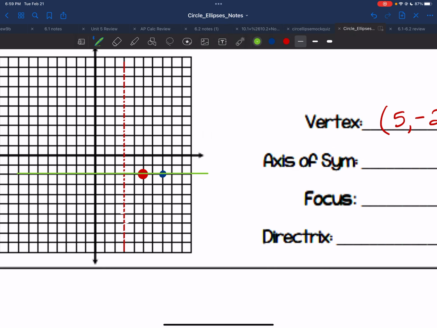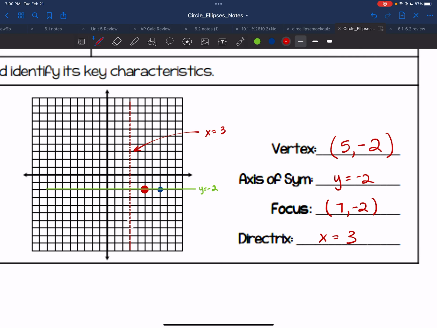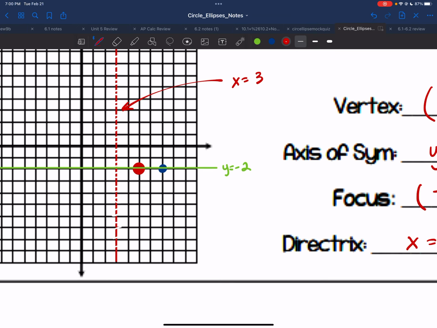So this green is actually y equals -2. The red here, that's x equals 3. And then my vertex, I said, was (5, -2). And then 2 greater than that for my focus is going to be (7, -2). So my axis of symmetry is y equals -2, and my directrix is x equals 3. So now I have everything that I need except how do I draw this puppy, right?